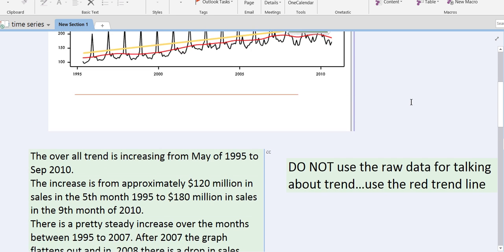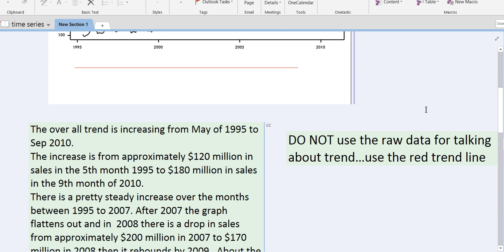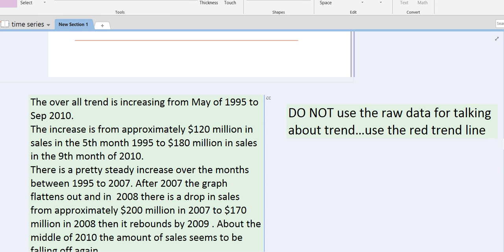Well, you need to speak to all of that because there's not much going on between 1995 to 2007. So you basically say there's a pretty steady increase over that time, right? Over here, I can't really mark it, but there's a pretty steady increase over the months between 1995 to 2007. All right, so you say that.